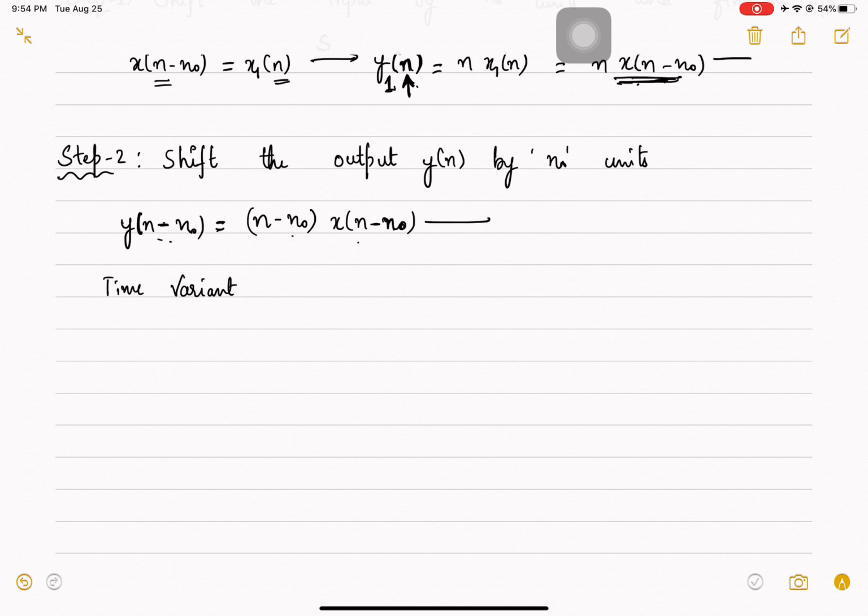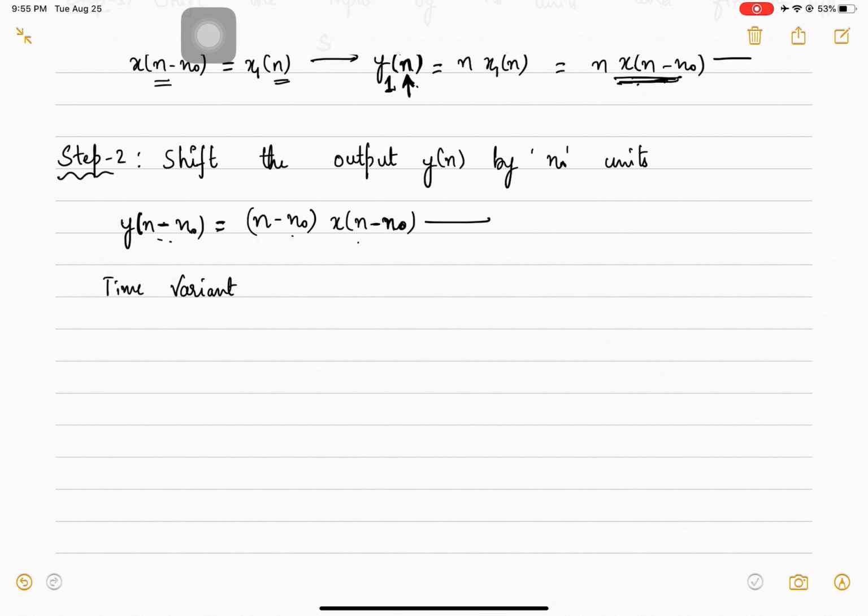That is how you find whether a system is time invariant or time variant. If you shift the input by some amount, the output also has to shift by the same amount, whereas that didn't happen in this case. When I shifted the output, I got a different output. When I shifted the input and found out the output, I got a different output. Hence the system has to be time variant because it is behaving in a different way.